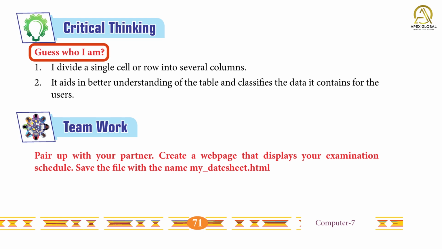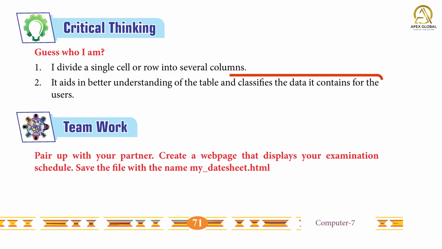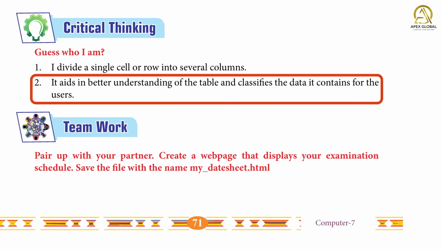Critical thinking. Guess who I am. 1. I divide a single cell or row into several columns. 2. It aids in better understanding of the table and classifies the data it contains for the users. Answer: ask students to do it by themselves.